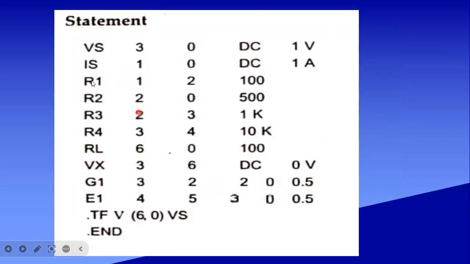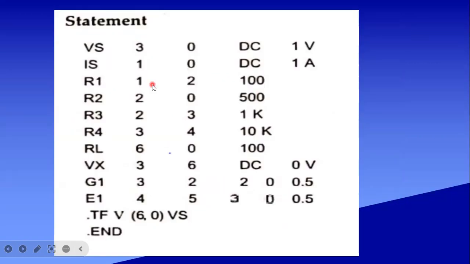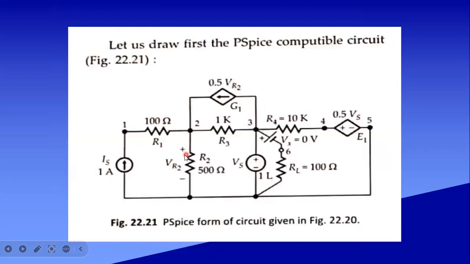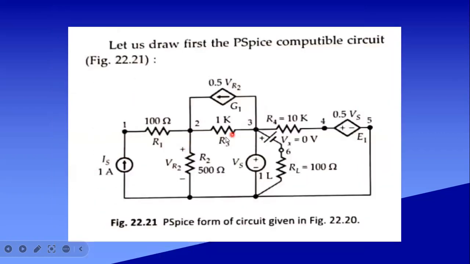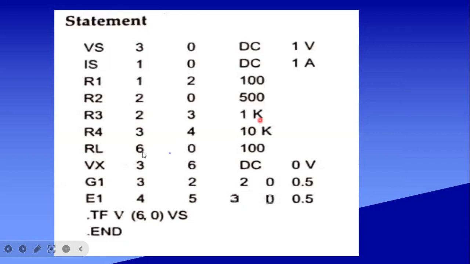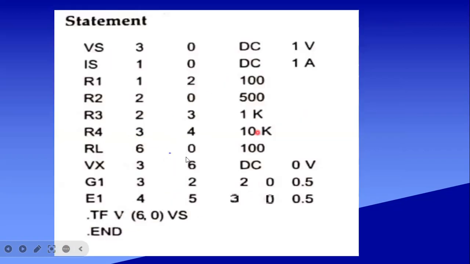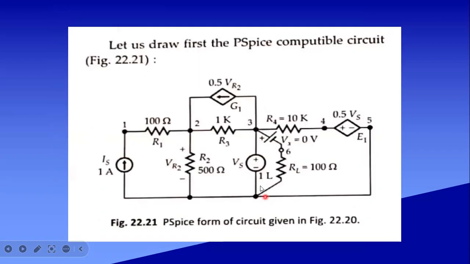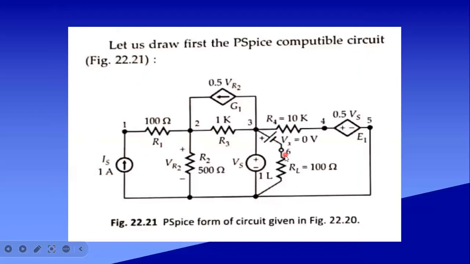Then coming to R1. R1 is connected between 1 and 2, 100 ohms. Then R2, 2 and 0, 500 ohms. The next, R3, 2 and 3, 1K. The next, R4, 3 and 4, 10K. And RL is connected between 6 and 0, 100 ohms. Then Vx is connected between 3 and 6, DC 0 volts.